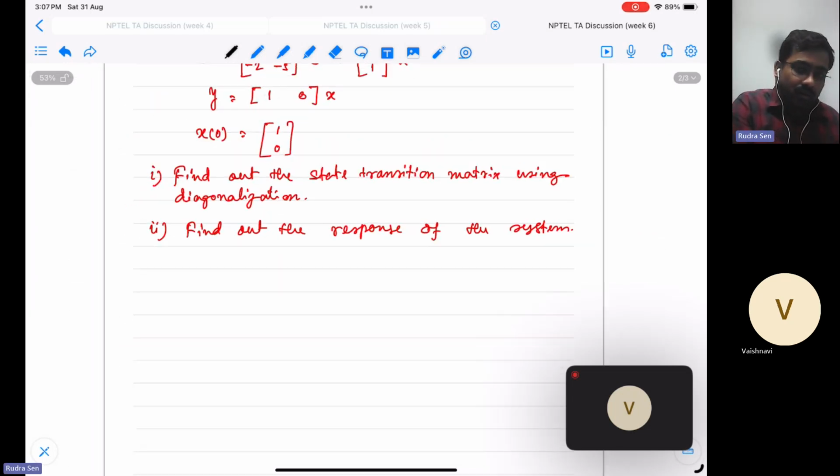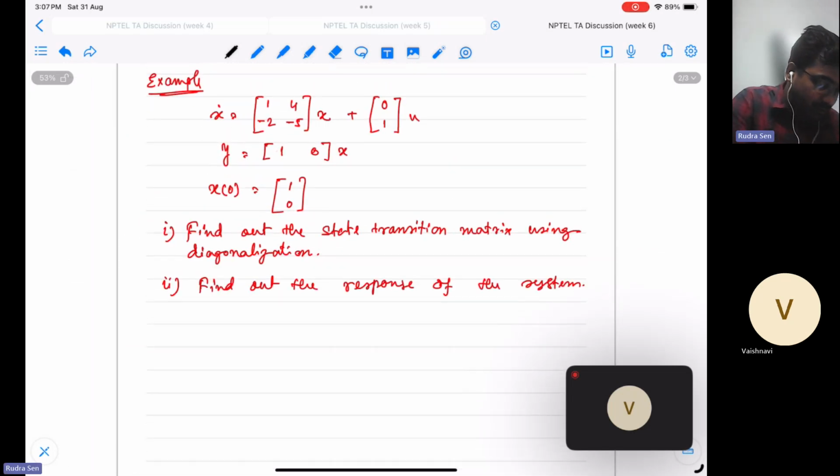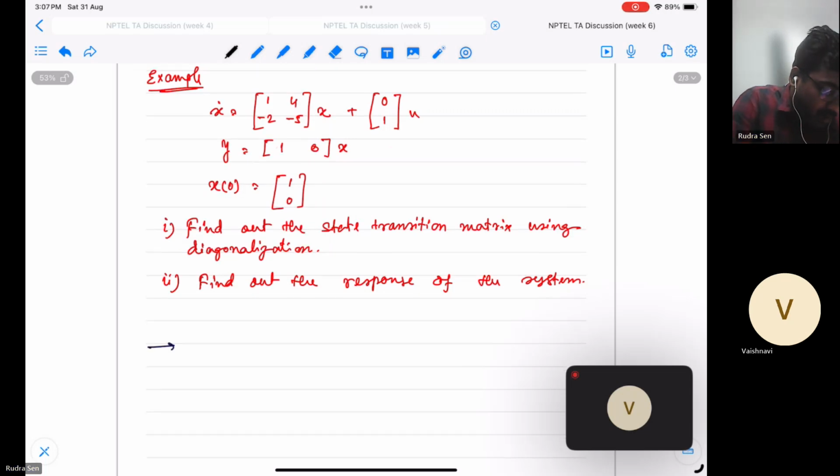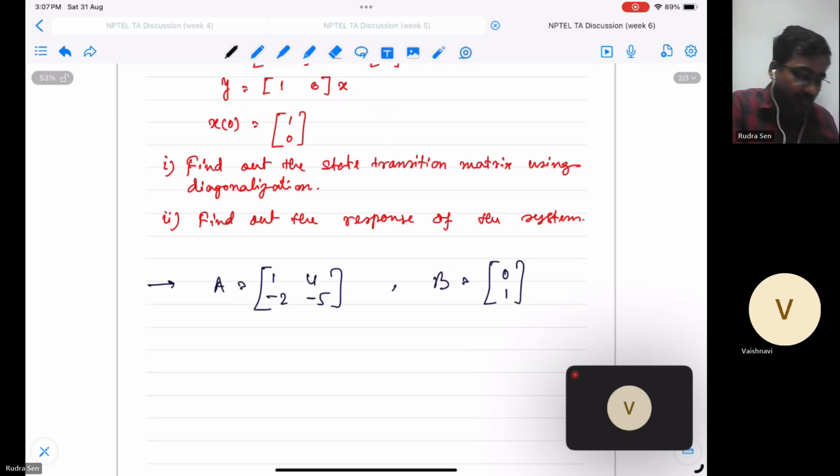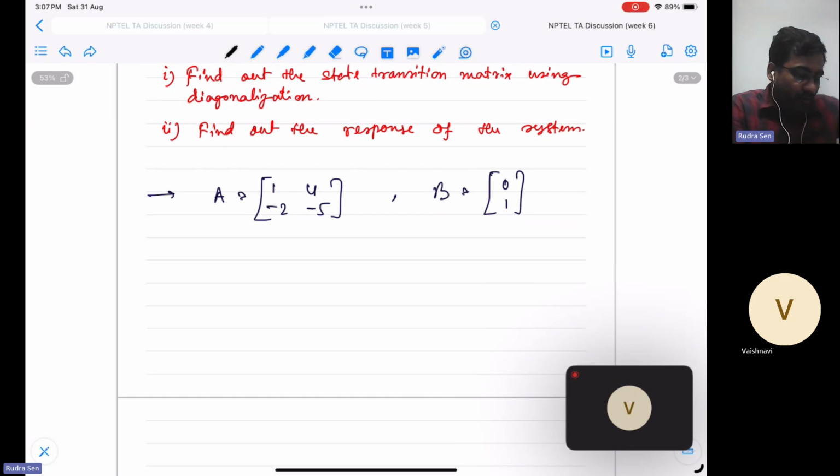Okay. So these are the questions that you have asked. So now the answer is, we have to find out the state transition matrix using the diagonalization process. Okay. So for the diagonalization process, what should we do? We have to find out the eigenvalues of this matrix.